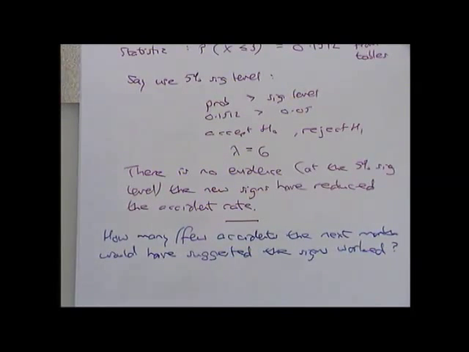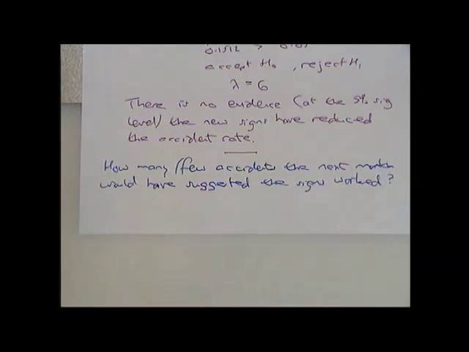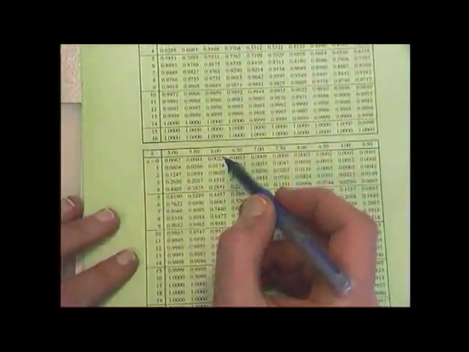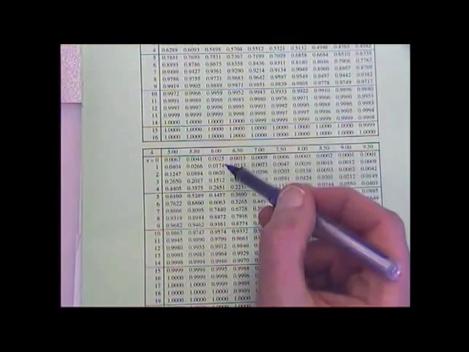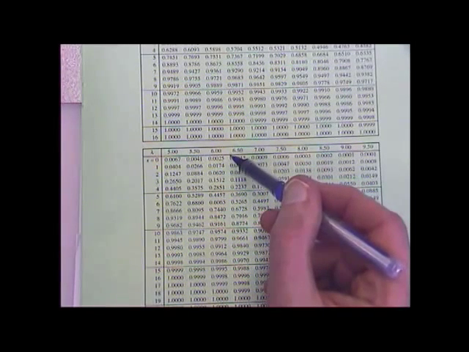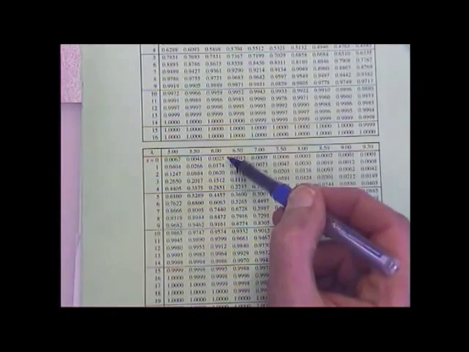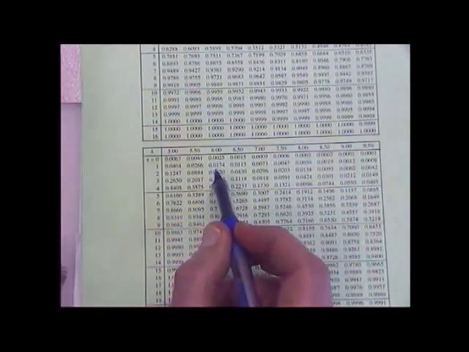So, how should we go about answering that question? Probabilities that are less than some critical value, pretty much, yes. We will look at probabilities, so we go back to the tables. Look at your tables for lambda equals 6. We want the biggest probability which is below our significance level. What is the biggest probability here smaller than 5%? It's that one there.